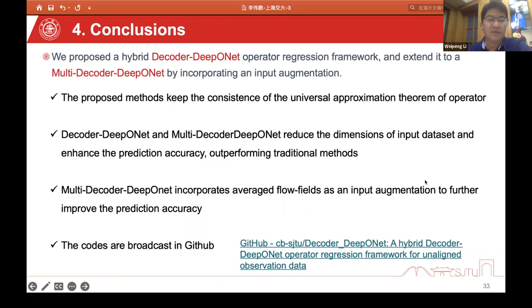Okay. Finally, I will go to the conclusion. We propose this method, which is an improvement of the traditional DeepONet. Especially we focus on unaligned observation data, where the observation grid is changed with the boundary condition.